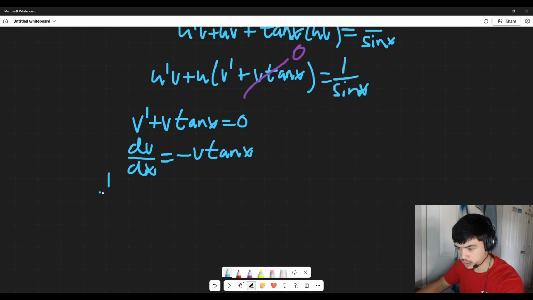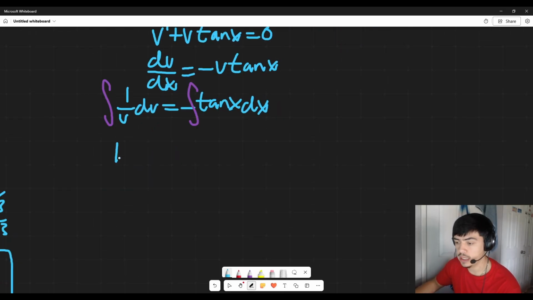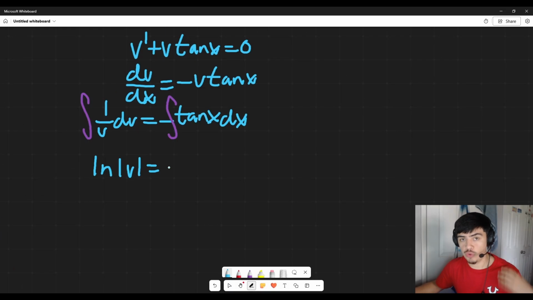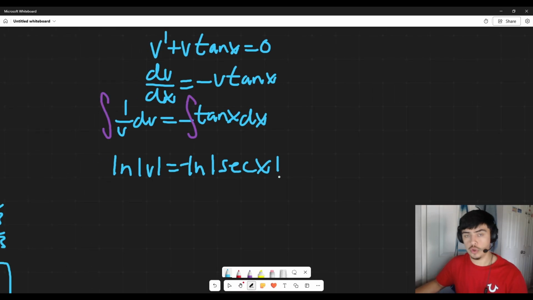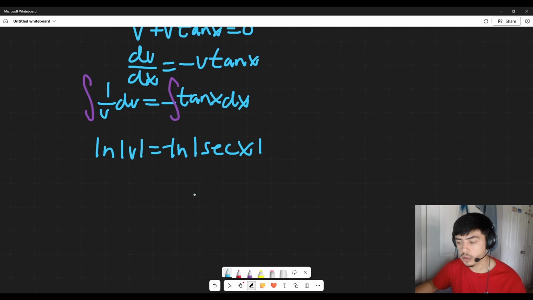We're going to move this to this side. Now we're going to divide, so dv over v equals minus tangent x dx. Taking the antiderivative of both sides, we get natural log of v equals, and the antiderivative of tangent is natural log of secant x. We saw the negative out in front. Remember, don't add a plus c. Now, remember what I did last time. We have a constant on the outside. I'm going to go ahead and bring it in, right?